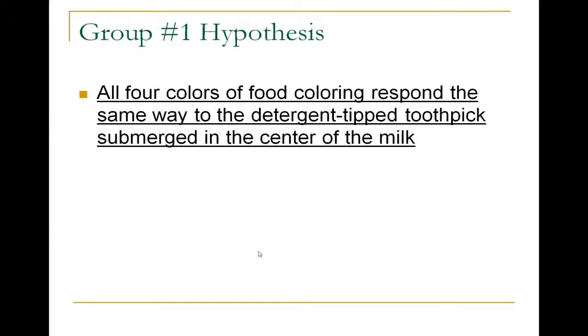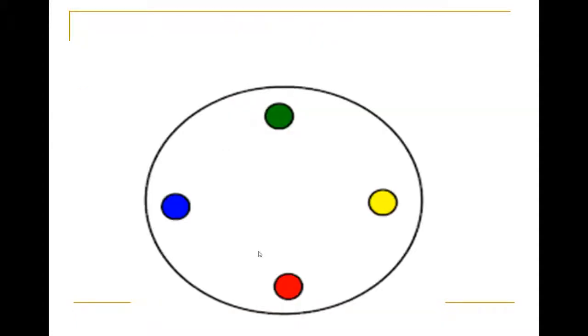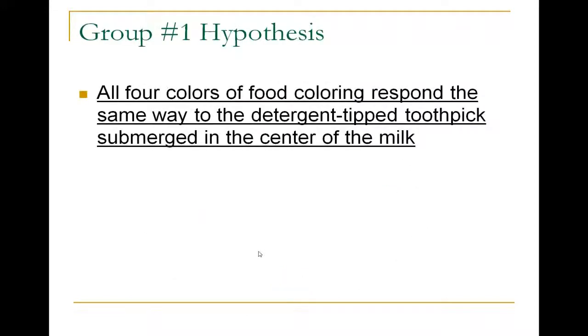And this might be one hypothesis that could be formed with the swirly milk activity, such as all 4 colors of food coloring respond the same way to the detergent tipped toothpick submerged in the center of the milk. So it's very clear what would be pursued in the hypothesis and what the alternative, the null hypothesis, might be. And then here is a drawing of this hypothesis.